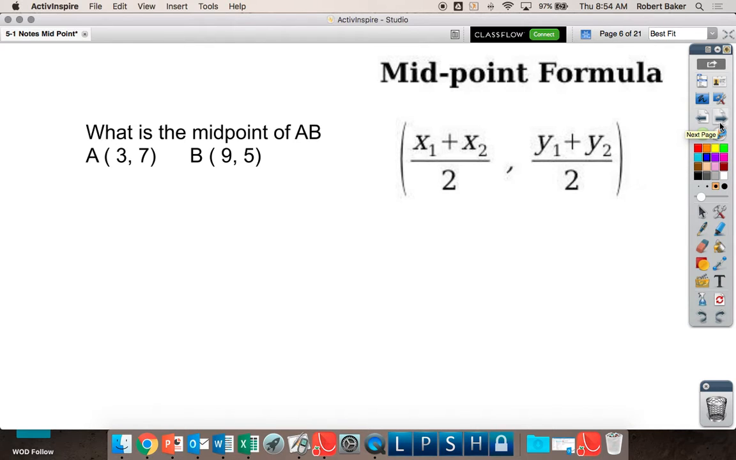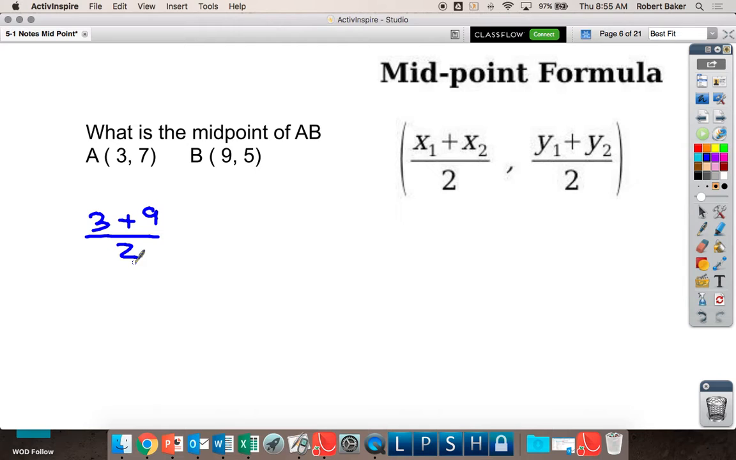What is the midpoint of line segment AB? So we have 2 points, point A and point B, and we're trying to find the point exactly in the middle of those 2 points. So what are your x values? 3 and 9. So 3 plus 9 divided by 2.